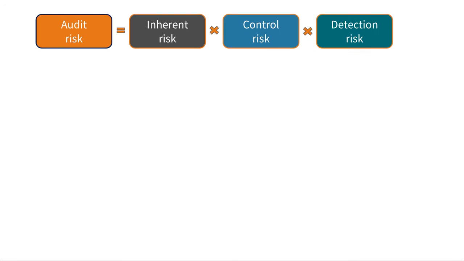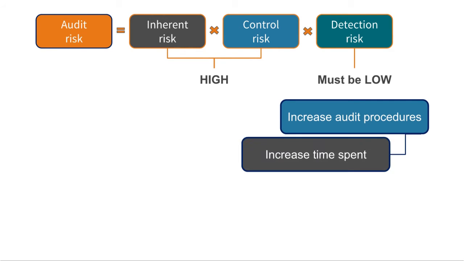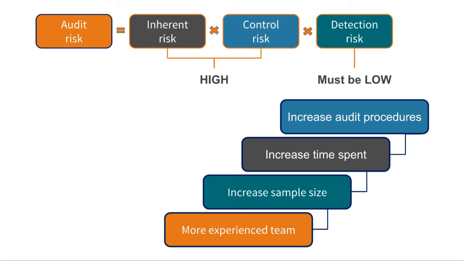If the auditors have a tricky client and inherent and control risk are high, then detection risk must be low. The only way to reduce detection risk is to increase the work carried out on the audit. More audit procedures would be needed. More time should be spent on the audit. Sample sizes should be increased, and even more experienced audit staff should be used to help detect material misstatements.